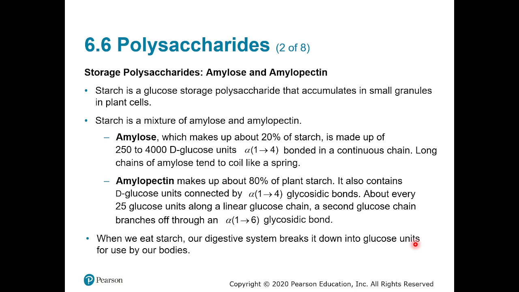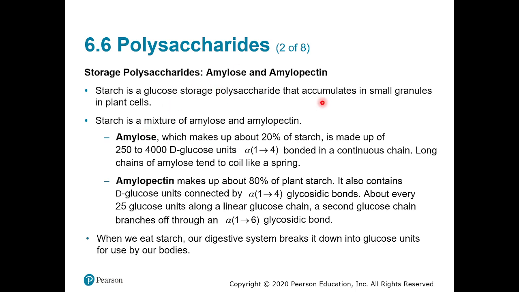So let's talk a bit about some more storage polysaccharides. We have amylose and amylopectin. So starch is going to be the glucose storage polysaccharide that will accumulate in small granules in plant cells. This is the one you're probably thinking of when you think potato, right? Okay. And you know what this looks like because you've bought starch and you've seen starch. Okay. Very small granules, straight chain for the most part.